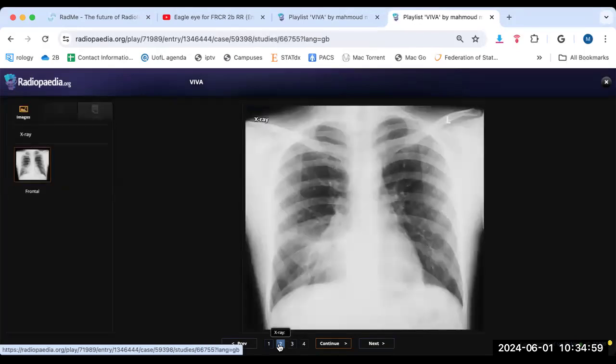Okay, we have another patient. Yeah, he has cough. So I'm presented by a frontal chest radiograph, skeletally immature patient. I can see from the first look there is obscuring of the right cardiac border. So it is in keeping with right middle lobe consolidation.